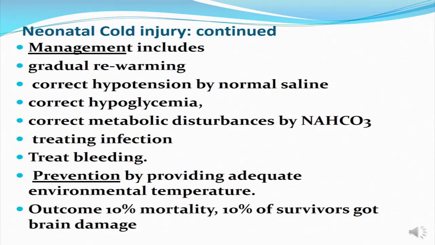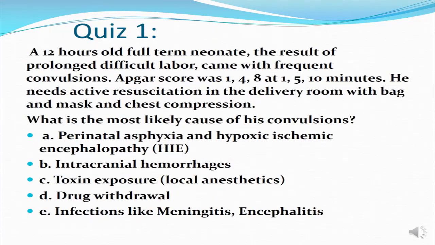How do we manage patients with neonatal cold injury? By gradual rewarming, by correcting hypotension with normal saline, we correct hypoglycemia, correct metabolic disturbance, treat infection and treat bleeding if present. Prevention: we have to provide adequate environmental temperature if possible. The outcome: 10% mortality or even more, and 10% of the survivors get brain injury. We finished the birth trauma.